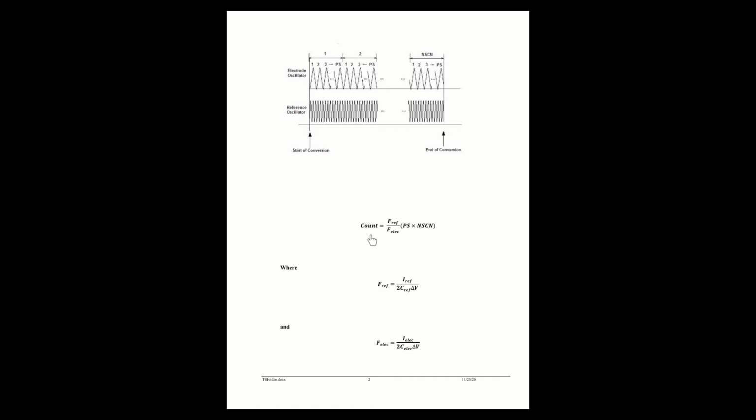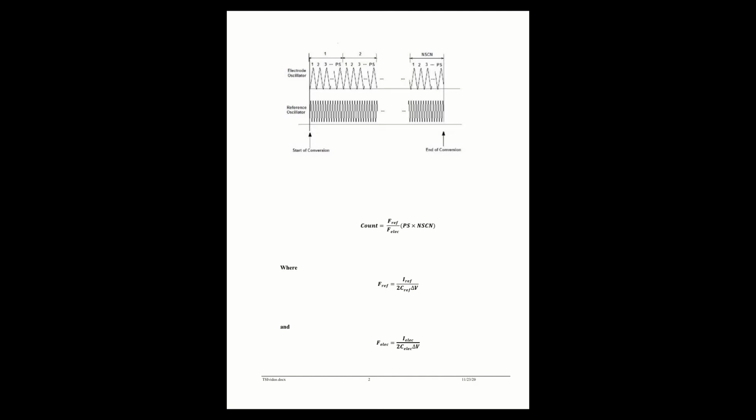So this is the equation for the count. It's the reference frequency over the electrode frequency times this prescale value and the number of scans. These two parameters are configurable, and they allow you to adjust the resolution and range of our count. Okay, you can see if the frequency of the electrode goes down, then our count goes up, just like I just explained.